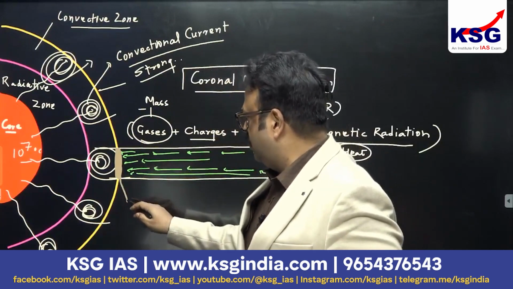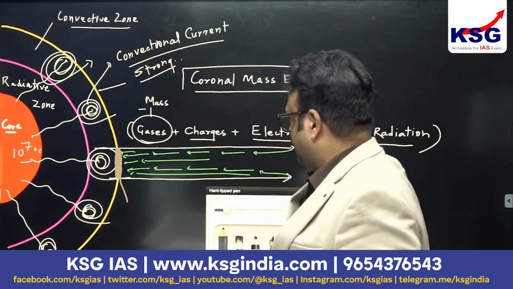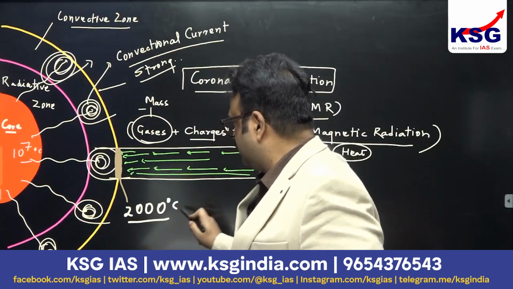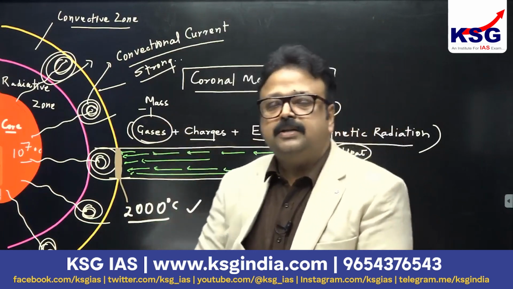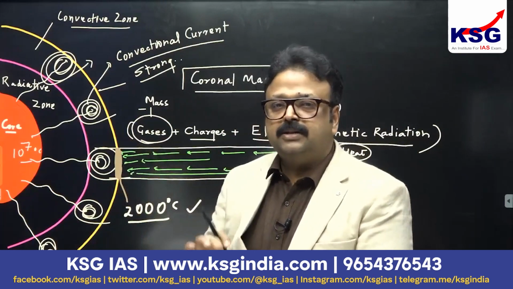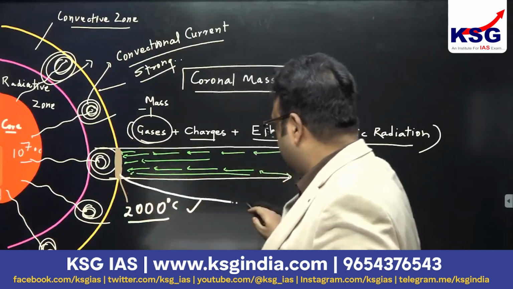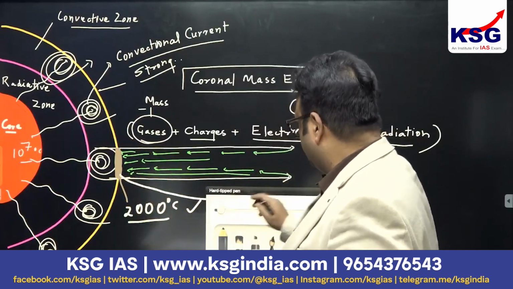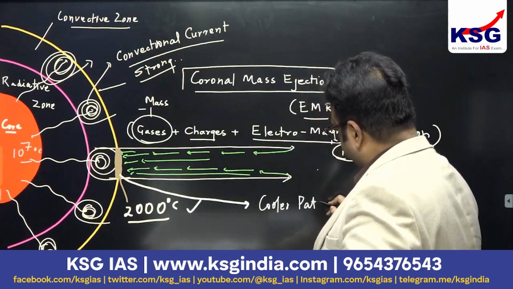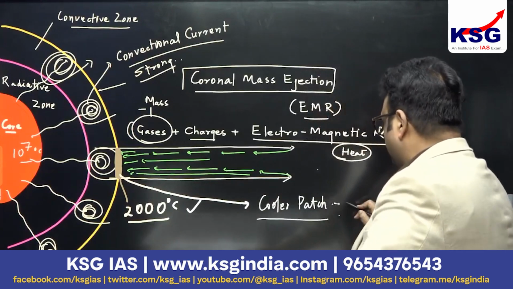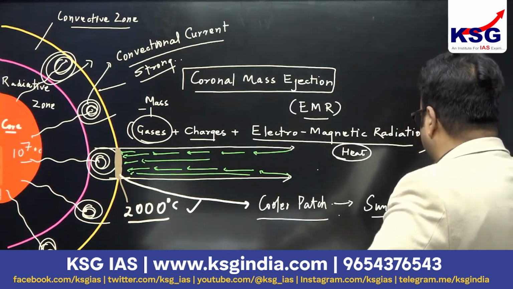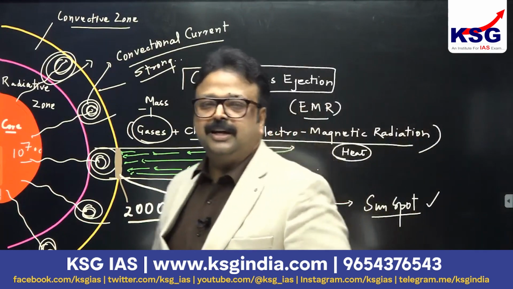So it is almost in the range of 2000 degrees centigrade. So there are many coronal mass ejections taking place. So you are going to have many such cooler patches present on the sun's surface, basically the photosphere. These are called cooler patches, or it is also called a sun spot. It looks like a spot on the bright surface of the sun, and that's why it is called a sun spot.